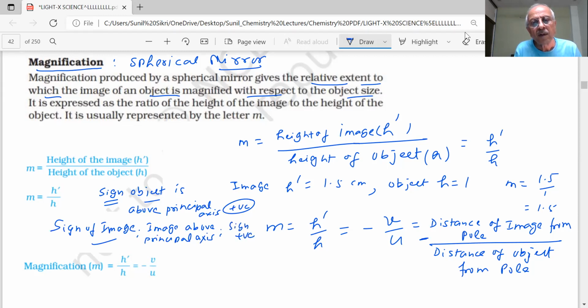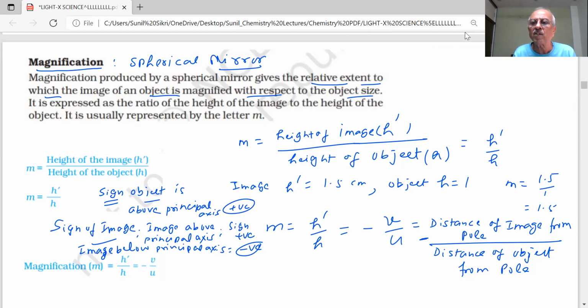Positive. And if the image is below the principal axis, what will be the sign? Negative, in the formula which I have given. Here there is no sign here, but signs here will be decided by this. This is always positive because it is above the principal axis. If the image is above, positive. If the image is below the principal axis, that will be an inverted image, and always a real image. Then h dash will become negative.